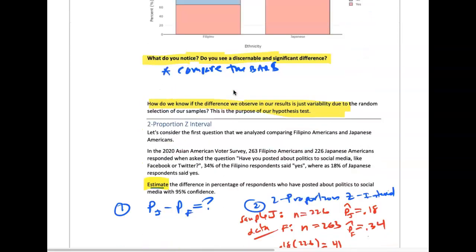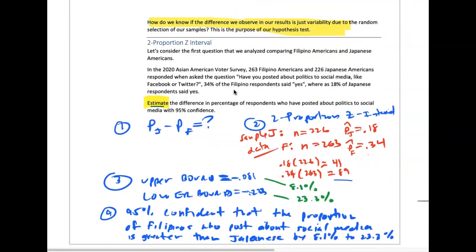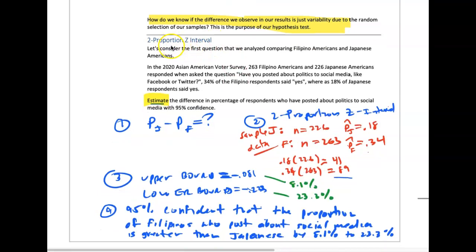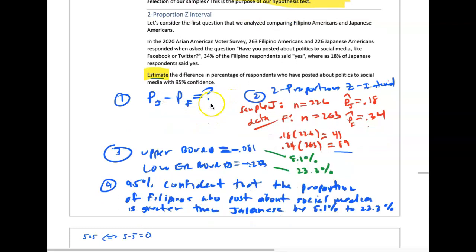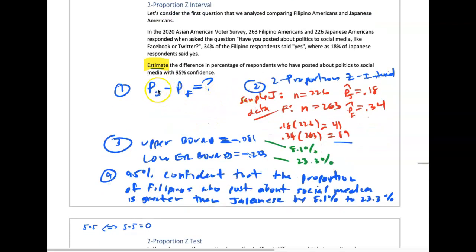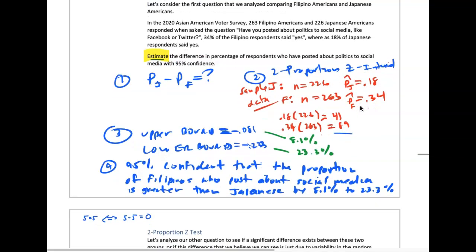A small sample. And so to do something like that, we would do a confidence interval to compare this. Estimate the difference in percentage. So I'm actually trying to come up with a value. You have your proportions, right? We're going to be, our parameter, step one, we're going to be checking the difference. What is the difference between the proportion of Japanese and Filipino? This is a two proportion Z interval. And again, this is because we're saying estimate. I want a value. Here's the sample data, always important to consider.